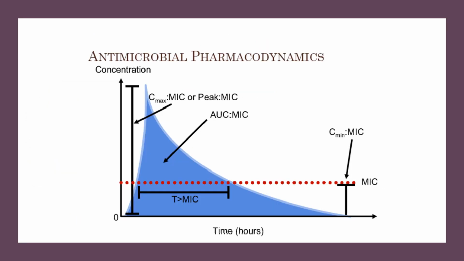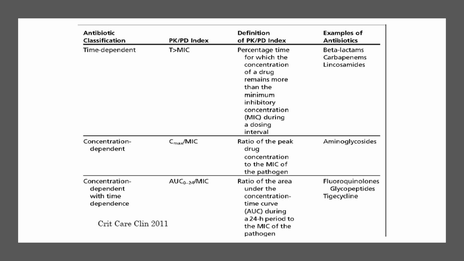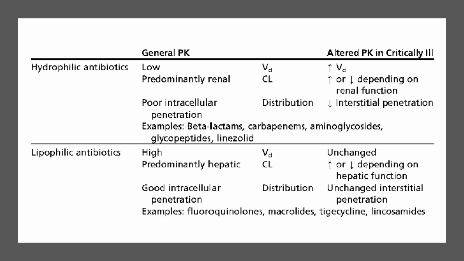Also, it needs to be borne in mind that some antibiotics are time dependent, some are concentration dependent, and some are AUC by MIC dependent. Time dependent antibiotics require frequent administration, extended infusions and bolus doses, while concentration dependent antibiotics require only higher doses, that is, once daily dosing. For example, time dependent antibiotics include beta-lactam antibiotics, carbapenems, lincosamides, while concentration dependent antibiotics include aminoglycosides. We also have hydrophilic antibiotics, which have poor intracellular penetration, while lipophilic antibiotics have good intracellular penetration.